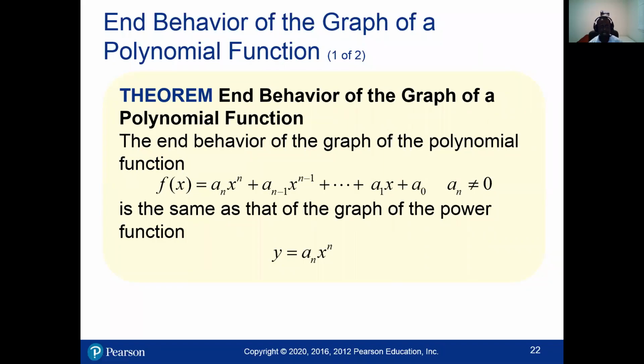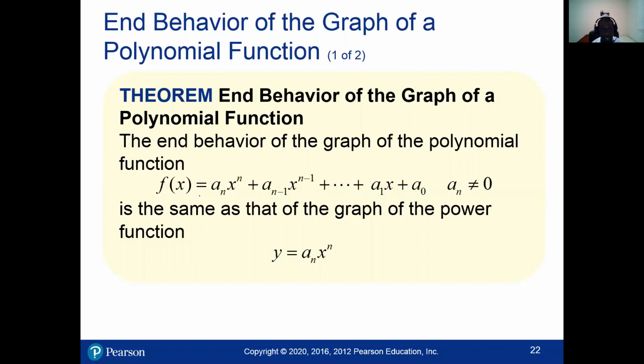Hello class, this is the second part of the section 4.1 video, and in this video we will look at two things: the end behavior of the graph of a polynomial function, and then also we will graph polynomial functions using the x-intercepts, which is the last learning objective for this section. Okay, so the end behavior of the graph of a polynomial function.